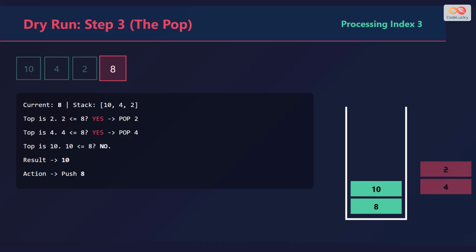Skipping ahead to the number 8. The stack currently has 10, 4, and 2. We compare 8 with the top, which is 2. 2 is smaller, so we pop it. The new top is 4. 4 is also smaller than 8, so we pop it too. The new top is 10. 10 is greater than 8, so 10 is our answer. Finally, we push 8.